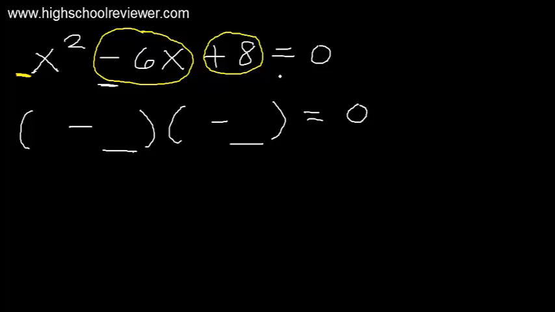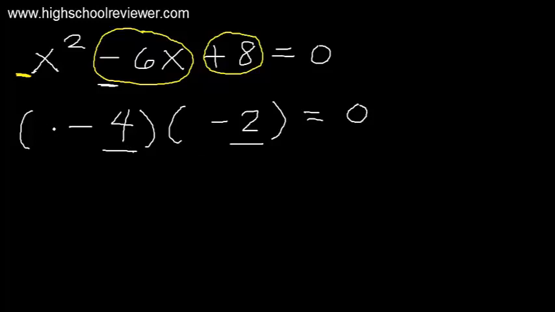So what are the two numbers that are factors of positive 8? Let's try negative 4 and negative 2. Now let us check. Negative 4 multiplied by negative 2 is positive 8. That is correct. And negative 4 plus negative 2 is negative 6. So we now have the factors of 8, which are negative 4 and negative 2.